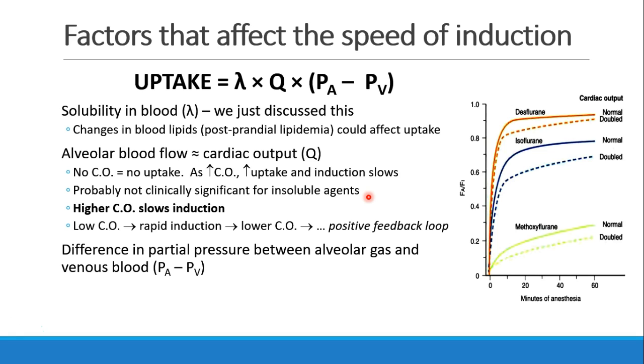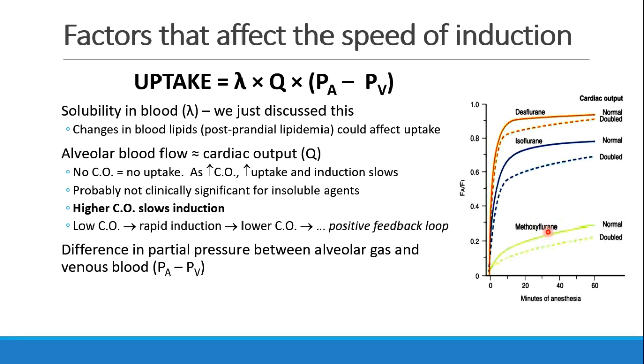Also, we don't do a lot of mask inductions, at least not in adults, so we don't appreciate the slowness that occurs with mask induction of drugs as a function of cardiac output. But the thing that you need to know is that higher cardiac output increases uptake and it slows induction.